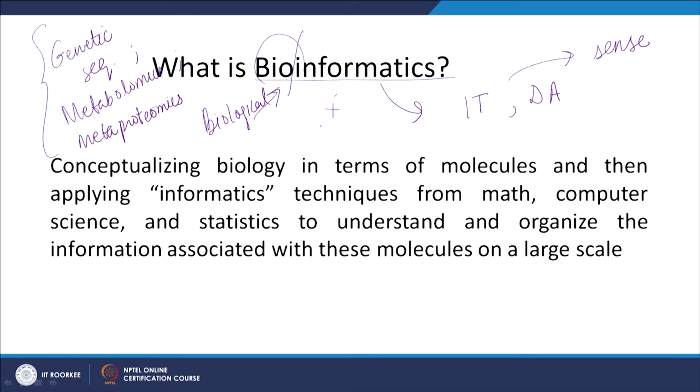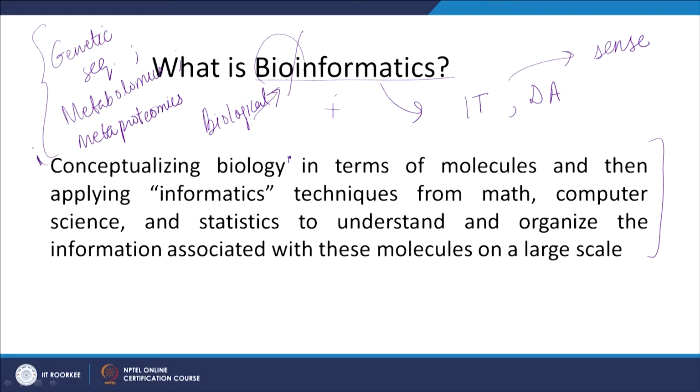Now when we look at bioinformatics, let us look at the official definition. It says here, conceptualizing biology in terms of molecules and then applying informatics techniques from maths, computer science and statistics to understand and organize the information associated with these molecules on a large scale is called bioinformatics. So let us break down this really long definition into small phrases and try to understand what it is saying. The very first phrase that we ought to notice is conceptualizing biology.